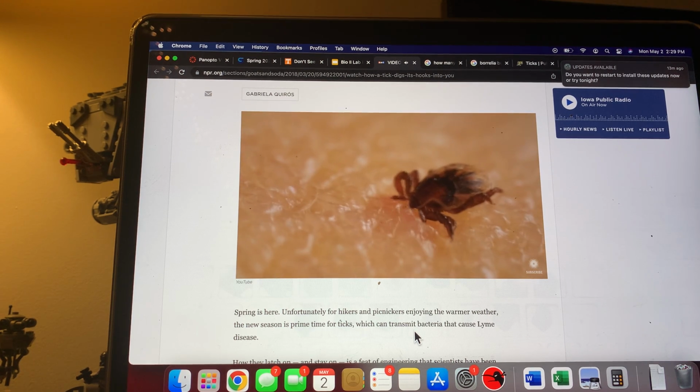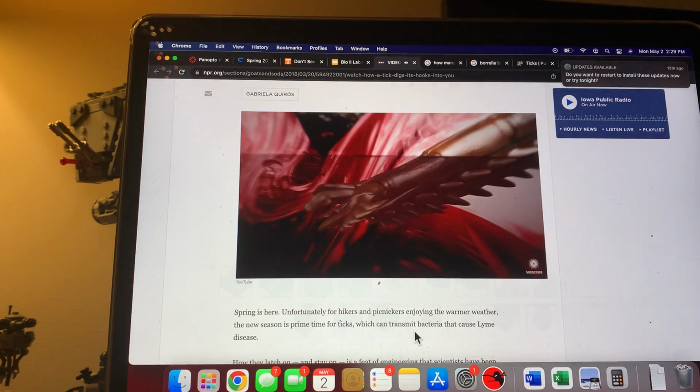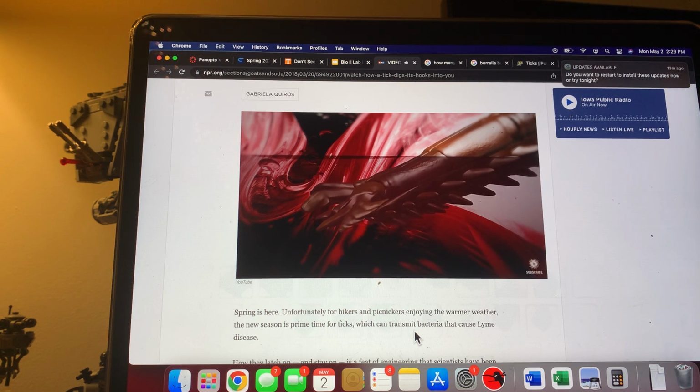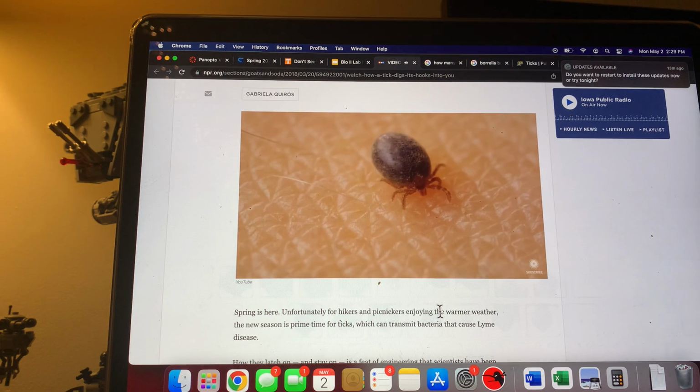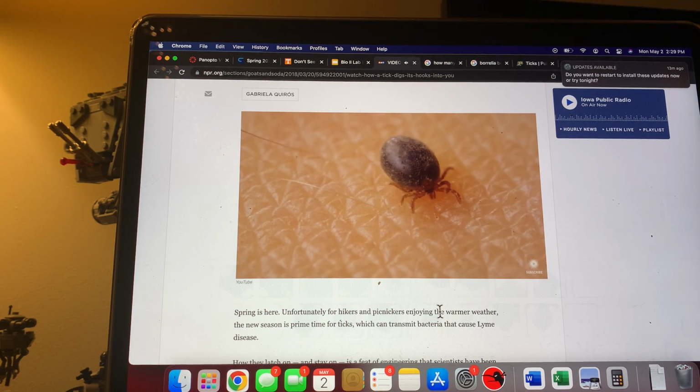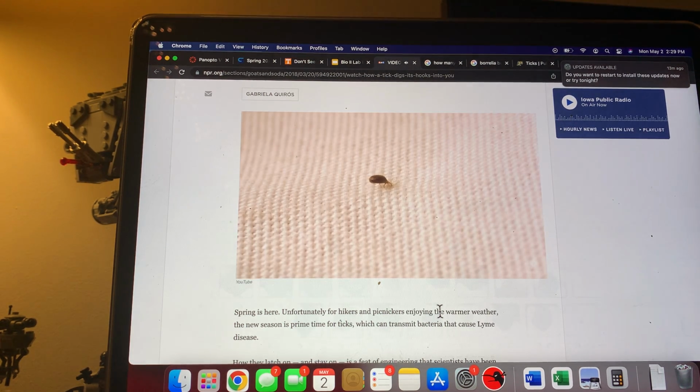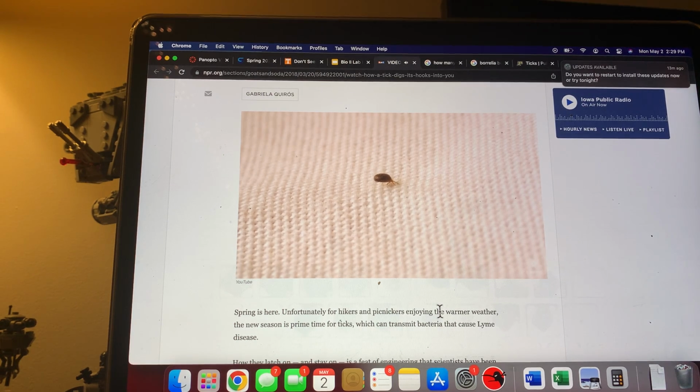Compounds in their saliva help blood pool under the surface of our skin. The nymph sips it through its mouth parts, like drinking from a straw. When a tick is full, and I mean completely full, it falls off wherever it may be.